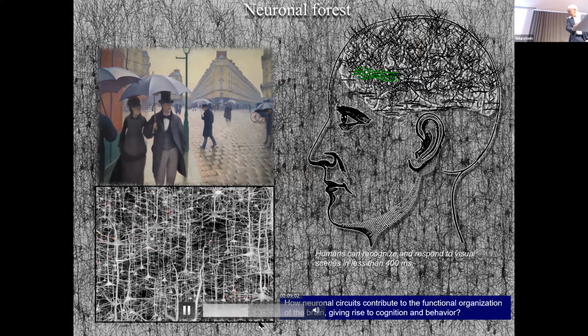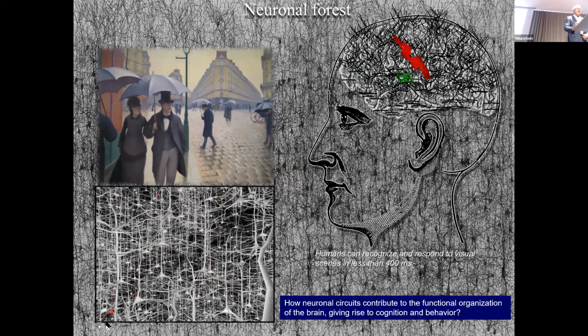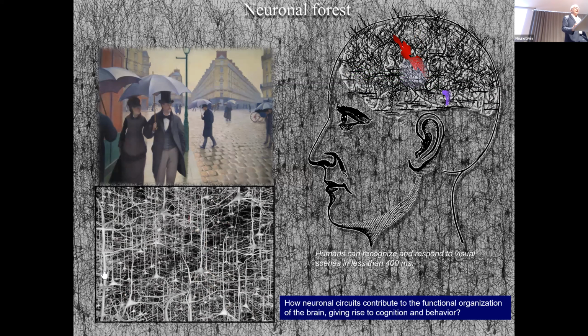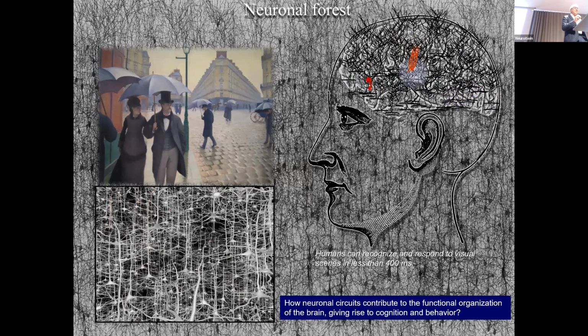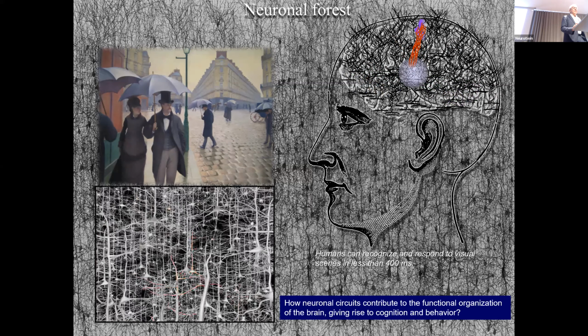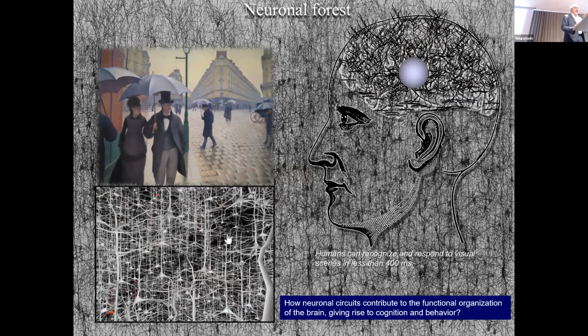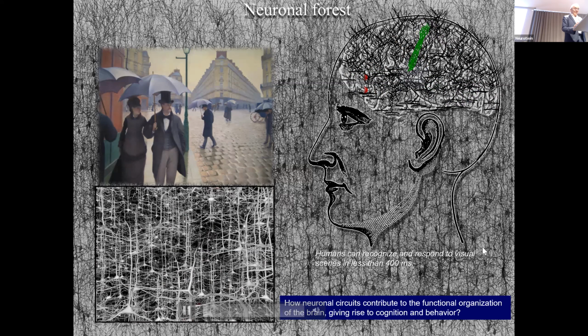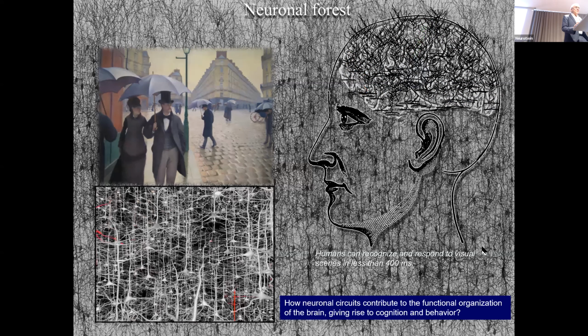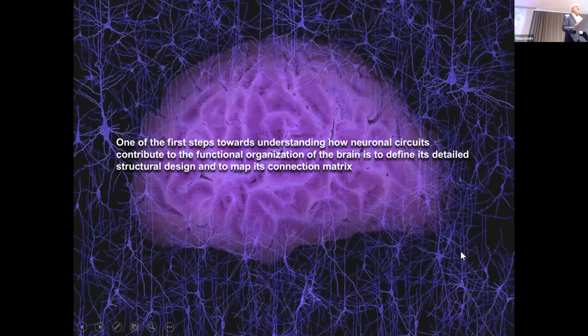Well, okay. So one of the problems that it is a mystery is how you can relate the brain activity of the circuits with cognition and behavior. We don't know. We don't have any idea of how this activity gives rise to behavior and cognition. But one of the first steps toward understanding how neural circuits contribute to the functional organization of the brain is to get the detailed connectivity pattern of the brain.